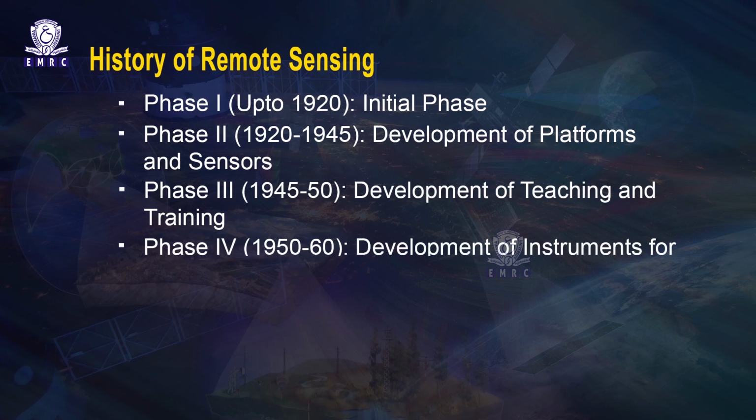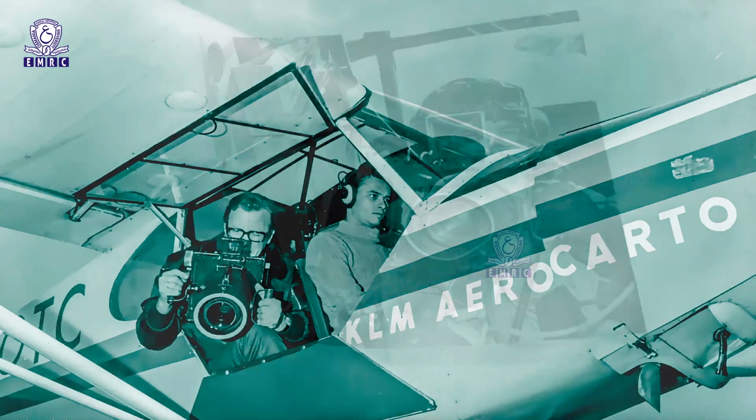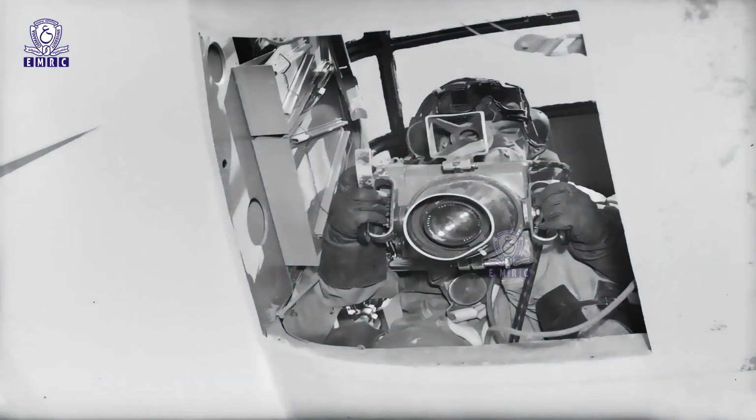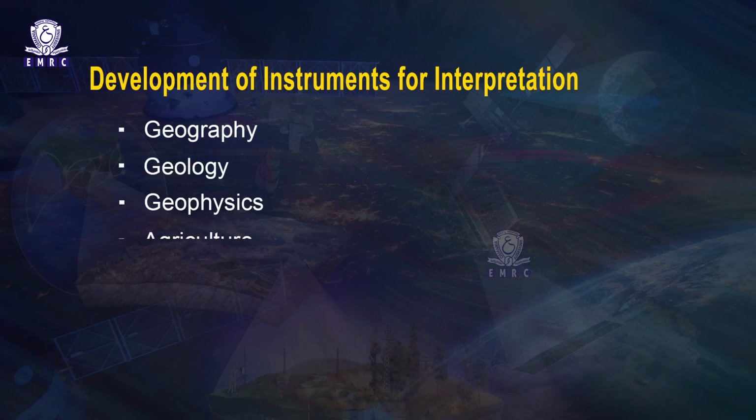Phase 4, 1950 to 1960, development of instruments for interpretation. In this phase, the techniques of photo interpretation became much more an applied technique. A number of instruments were developed and introduced for interpretation during this period, which may be termed a landmark in the progress of these techniques. It opened a new horizon for accurate and fast analysis and also for monitoring changes. Hence, considerable advanced interpretation was made in many disciplines such as geography, geology, geophysics, agriculture, and archaeology.